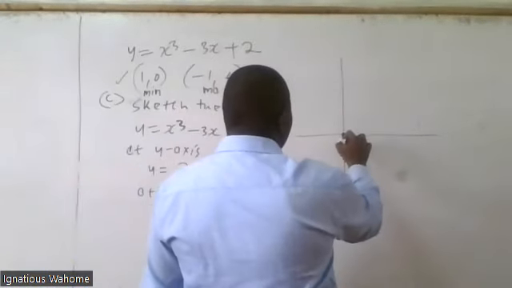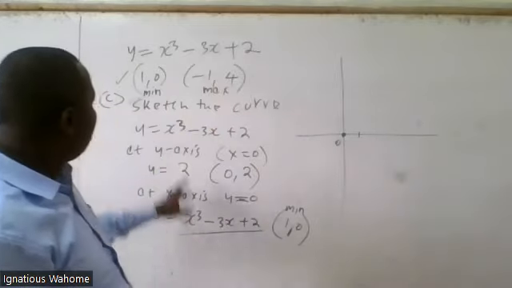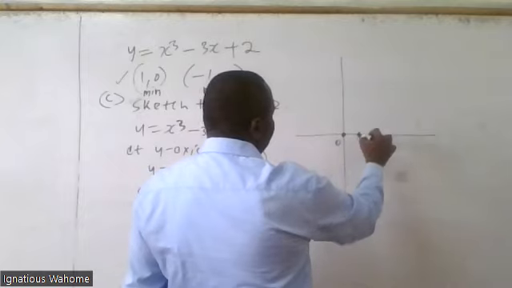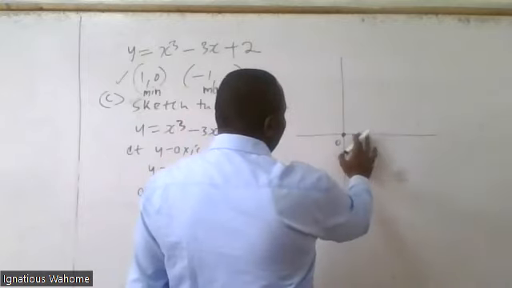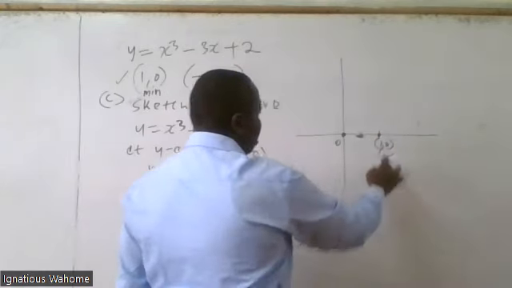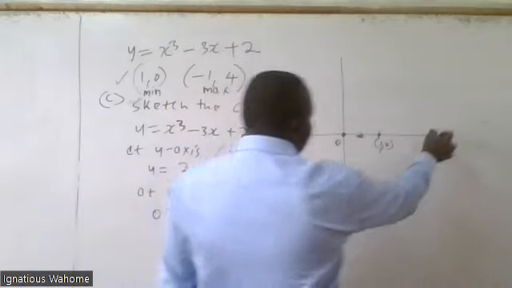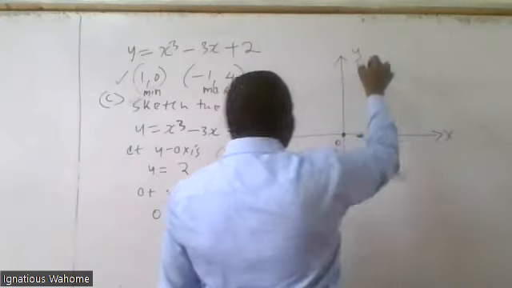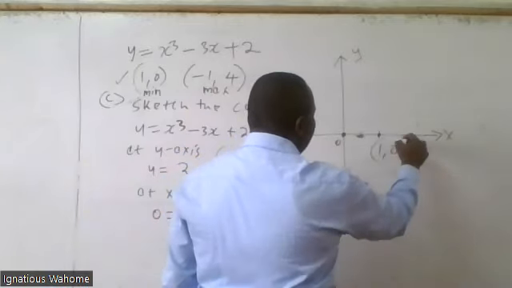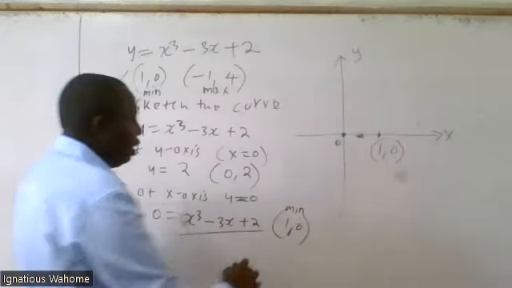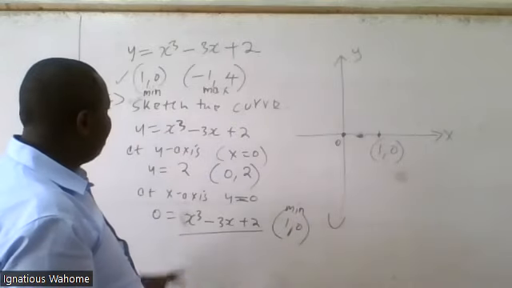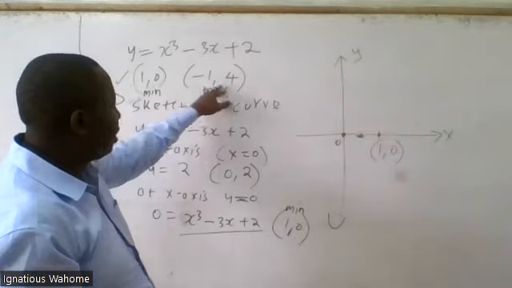So when you're sketching, this point is 0. We're going to point (1, 0) and (-1, 4). Point (1, 0) can be here, that is (1, 0). You are sketching, and (1, 0) is a minimum point. Meaning at this point, it will move like this, because it's minimum. Then the other one is a maximum, (-1, 4). Let's say -1 is there and 4 is here.